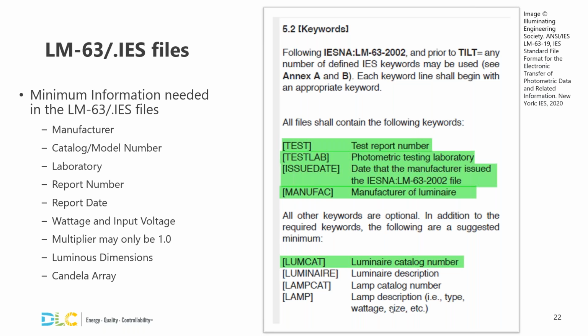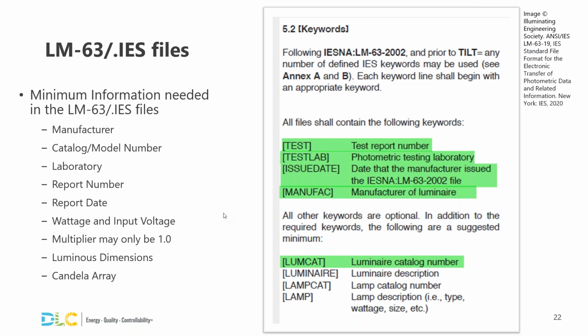Regarding the multiplier element, this field must be 1. New in version 5.1 of the technical requirements, all submitted IES files must be the result of the tested luminaire shown in the catalog or model number. Scaled IES files will not be accepted.